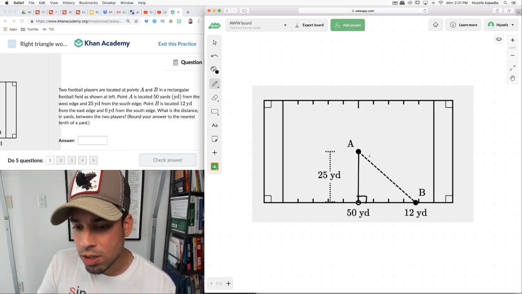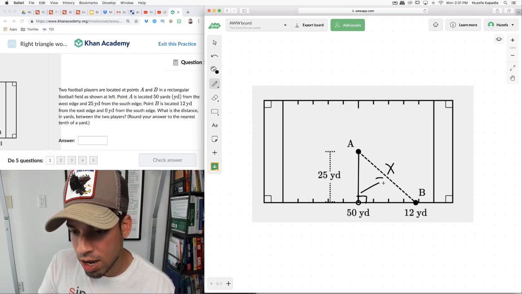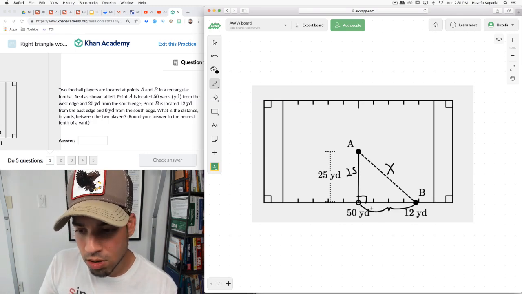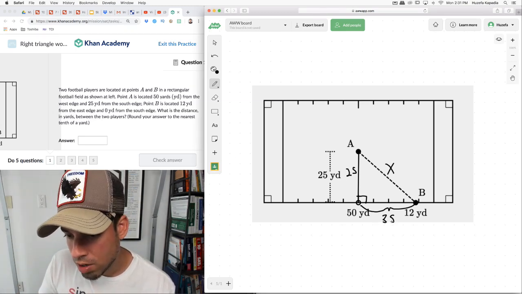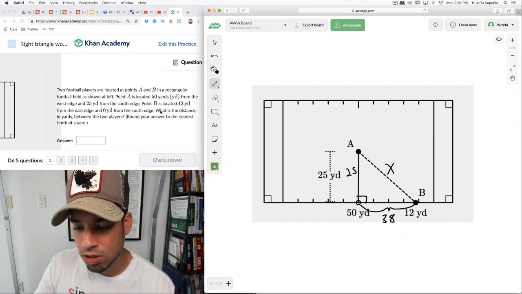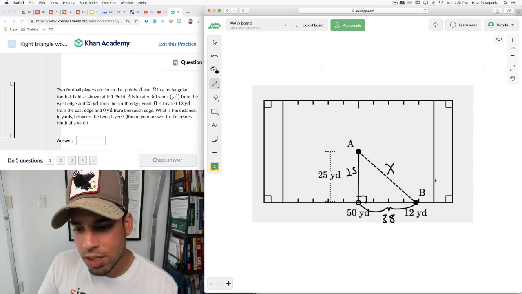Now, we want this distance here, x, which happens to be the hypotenuse of this right triangle, opposite the right angle. So we know that, and we can use Pythagorean's theorem because we already know that this side here is 25, but we don't know this side yet. But we can calculate it because it's in between the 50-yard line and the 12-yard line, which means the length is the difference of the two, which is 38. So this is on the calculator section. If you wanted to, you can plug that into your calculator and subtract it, but you're welcome to do it mentally. And now we need to calculate this x value.